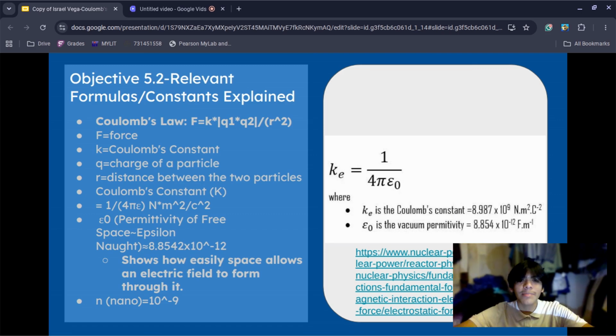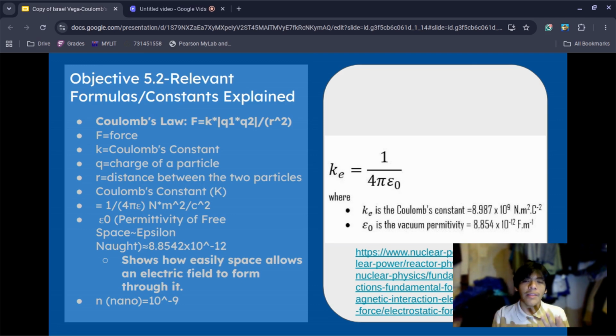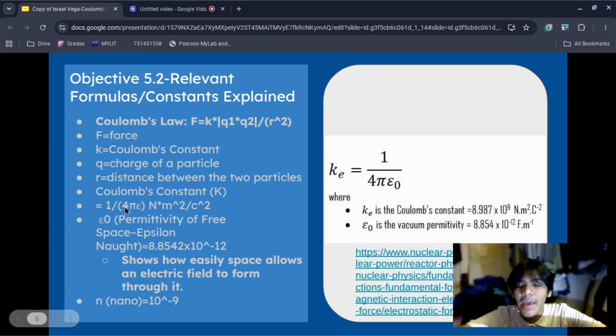And in order to solve this problem, it's important to understand the relationships and the constants in this relationship. So right here, I denoted Coulomb's law, F equals K times the two charges over R squared. F is the force, K is Coulomb's constant, Q is the charge of the particles, R is the distance between the two particles, and Coulomb's constant is given by 1 over 4 pi epsilon naught, and the units are Newton meters squared per Coulomb squared.